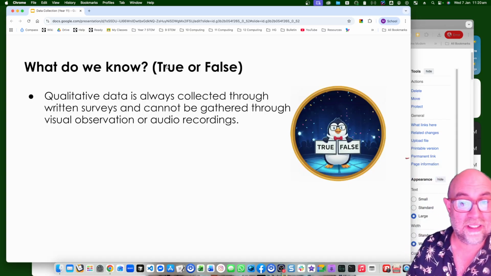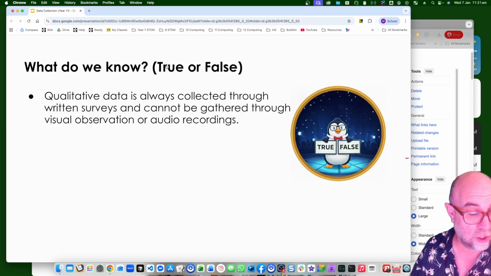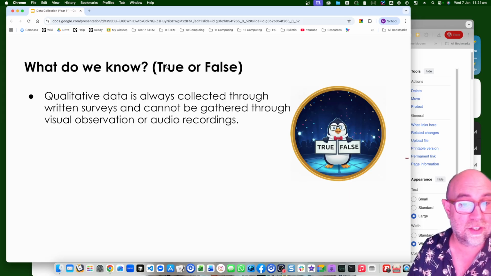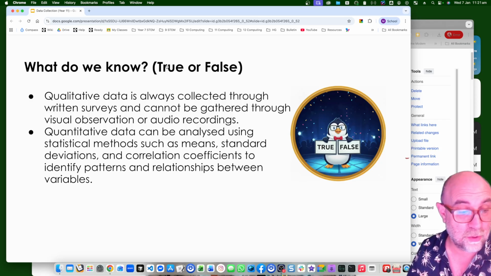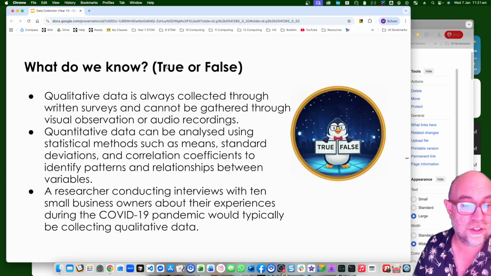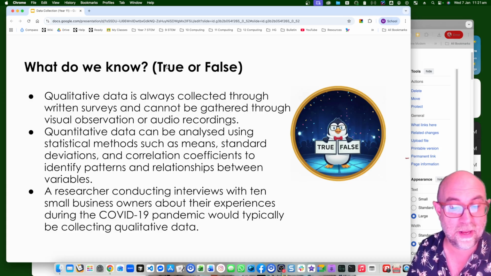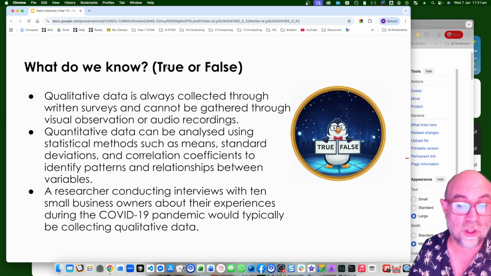Qualitative data is always collected, so qualitative means the quality of it is always collected through written surveys and cannot be gathered through observations or audio recordings. Well, that's just false. Quantitative data, so quant is numbers, can be analysed using statistical methods. Yep. Mean, standard deviation. Yep. Correlation coefficients. Yep. To identify patterns and relationships. Yep, I agree with all of that. A researcher conducting interviews with 10 small business owners about their experiences during the COVID-19 pandemic would typically be collecting qualitative data.